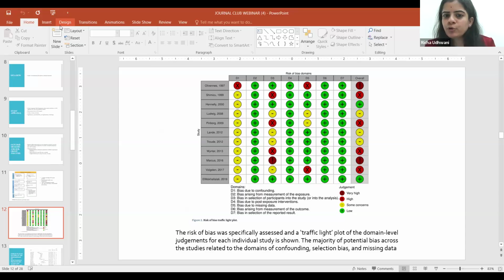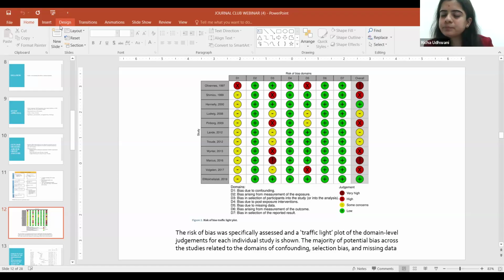So it gives a pictorial view after looking at the graph at one point, that we can see in domain 1, domain 3, and domain 5, which were bias due to confounding, bias due to selection of participants, and also bias due to missing data. So these were the domains in which these studies were having problems. That makes the study not a very good study.